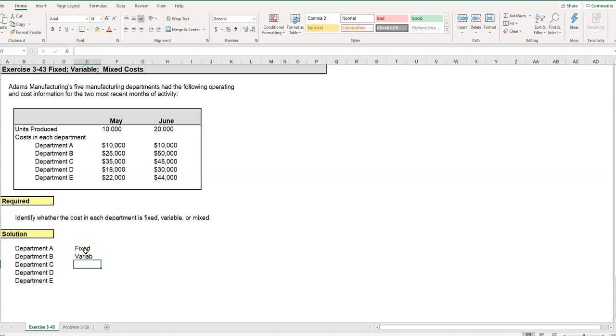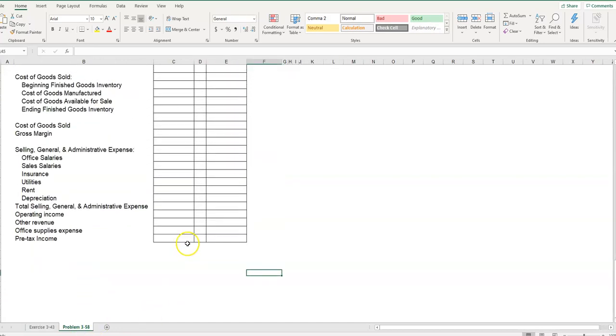Department C raises $10,000, but it's not in exact proportion with production in the same way that Department B is. So Department C's costs are more than likely mixed. Department D is similar. We do increase costs, but it's not an exactly proportionate amount. So Department D is also mixed costs. Department E is an exact doubling of cost with a doubling of production, which tells us that Department E has variable costs.